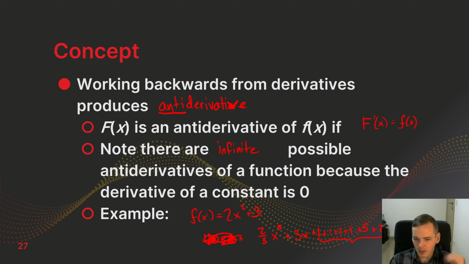So each one of those, 2/3 x cubed plus 3x plus 1, 2/3 x cubed plus 3x plus 2, plus 3, minus 15, anything with a constant, all of those are antiderivatives of 2x squared plus 3, because in all cases, when I take the derivative of those functions, I get this original 2x squared plus 3.